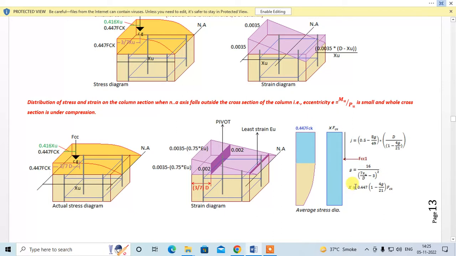Once you know your x, this is the uniform strain acting over the whole cross section. So your force Fcc will become x into fck into D into B. That will give you the force Fcc, which will act at a distance j, which can be found by this formula. When we take the actual design curve, we know that our Fcc falls at a distance 0.416 xu. But now we are taking an average stress diagram, so we have to find the distance of the CG of force Fcc from the compression face, and that is found by this formula, that is equal to j.